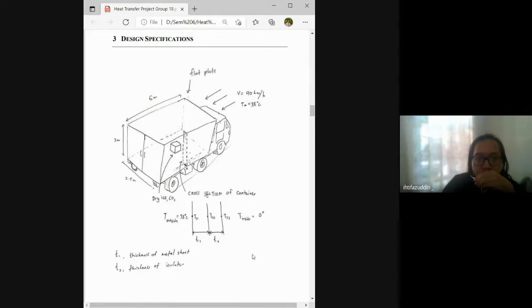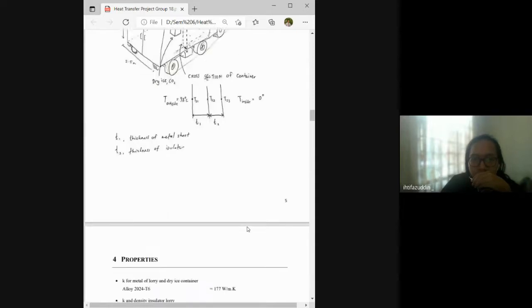As we can see, the truck container or refrigerated container is 6 by 3 by 2.5 meters. The top surface is a flat plate, and we assume the velocity of the truck is 90 km per hour with the outer temperature 38 degrees Celsius, and we place the dry ice in the middle of the container. As we can see in the picture, I drew a cross section of the material, having a certain thickness for the metal sheet and the insulator. That's all for me. Thank you.